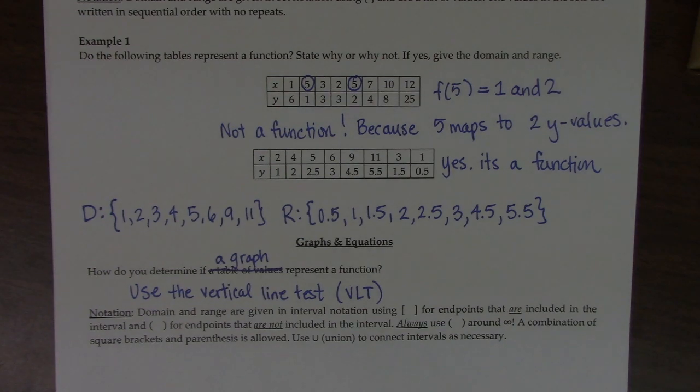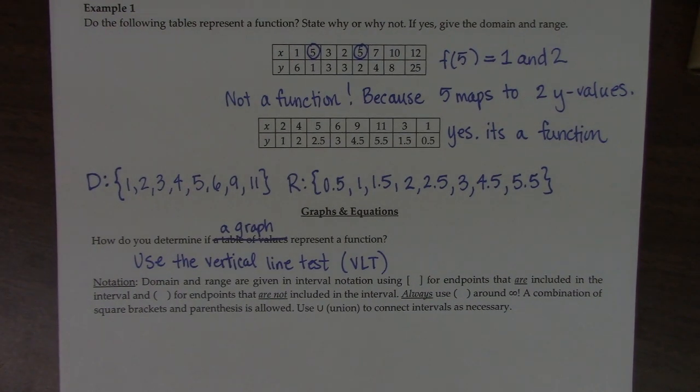The notation that we use is an interval, because when you have a nice solid line, any x value can be involved in that. So we use brackets when the endpoints are included. We use parentheses for the endpoints when they are not included. We always use parentheses around infinity, whether it's positive or negative, because infinity is not a finite number. A combination of square brackets and parentheses is allowed, and we use union to connect the intervals as necessary.